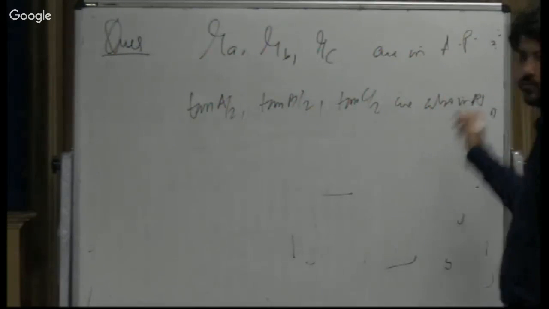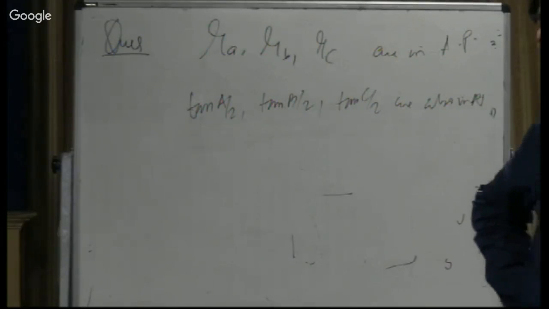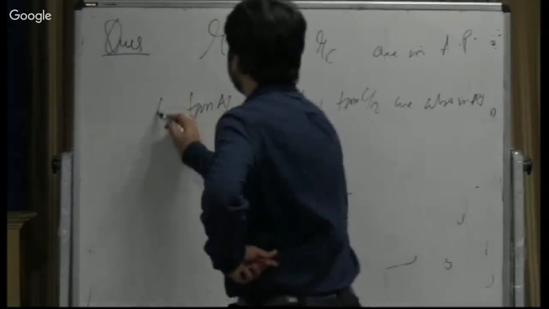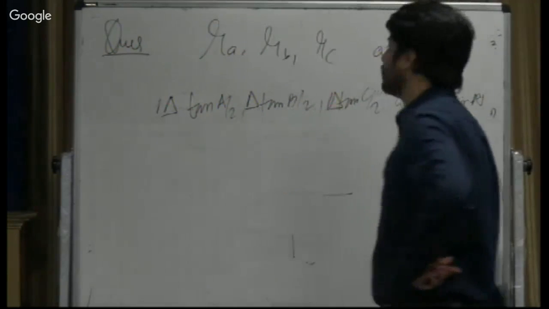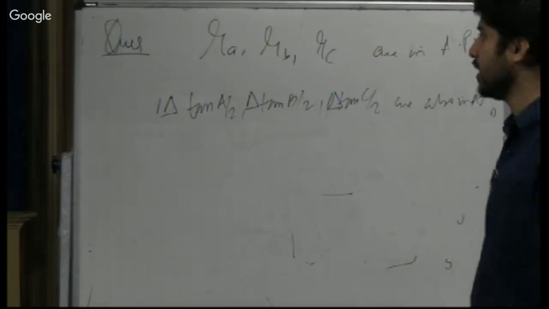Why? What is tan A by 2? It is R into R by S minus A, right? Or RA by S. So RA is basically delta into tan A by 2. So I know delta into tan A by 2, delta into tan B by 2, delta into tan C by 2 are in AP. So obviously tan A by 2, tan B by 2, tan C by 2 will also be in AP. Right.